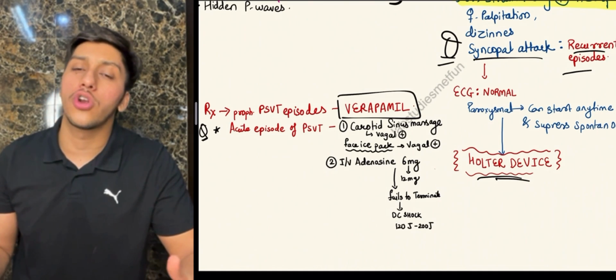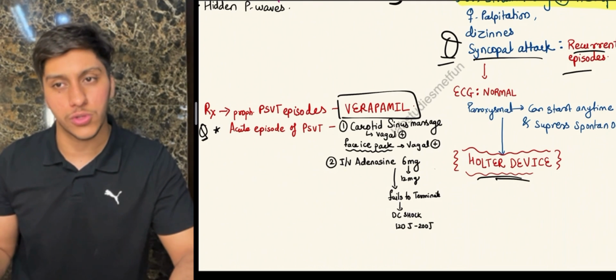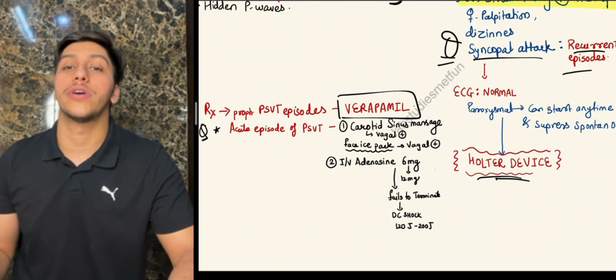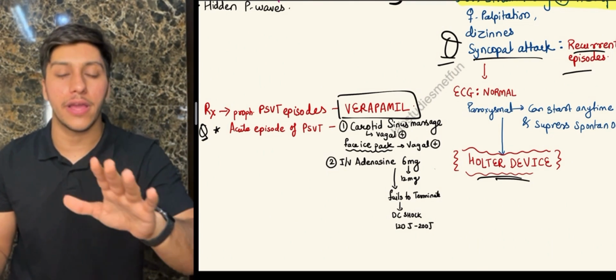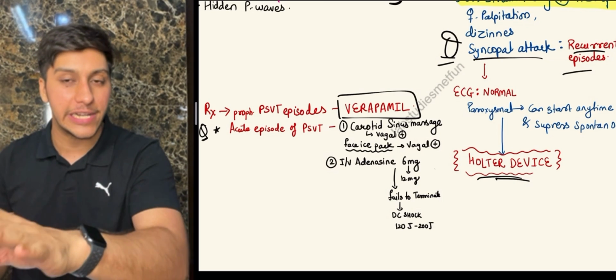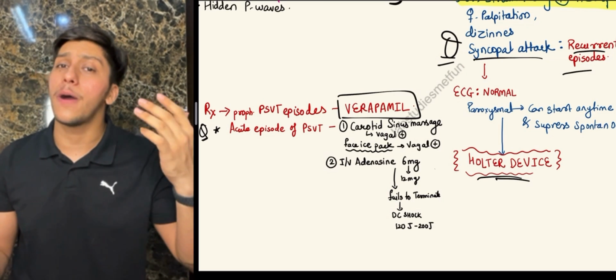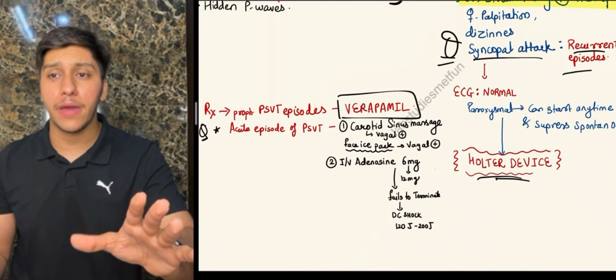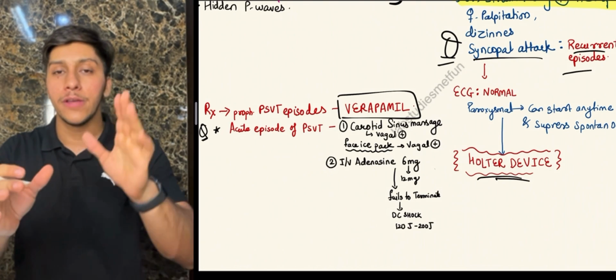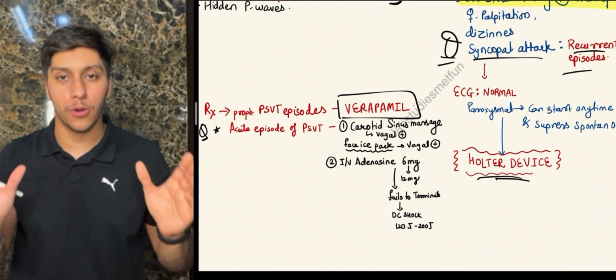6 milligram followed by 12 milligram, again a 12 milligram dose. If this also does not work, in general clinical practice, you give a drug which is diltiazem. But if they ask you even after a medical dose failure, the next management is going to be DC shock. Okay, so what you did is to get to the rhythm proper.